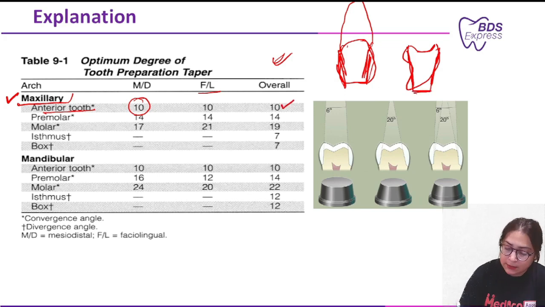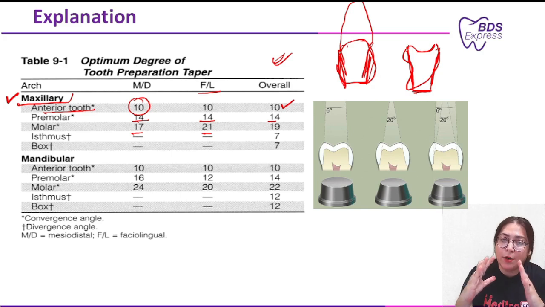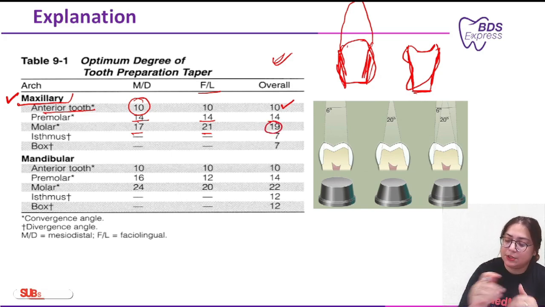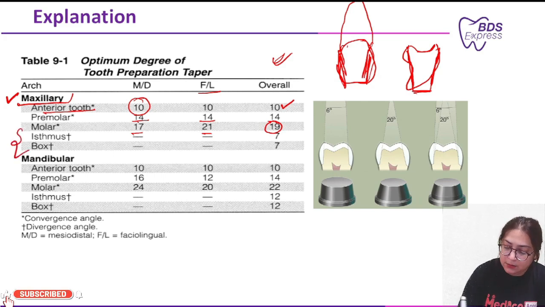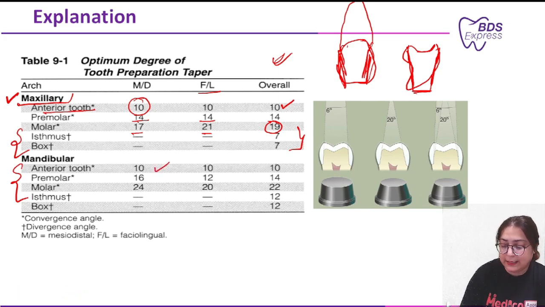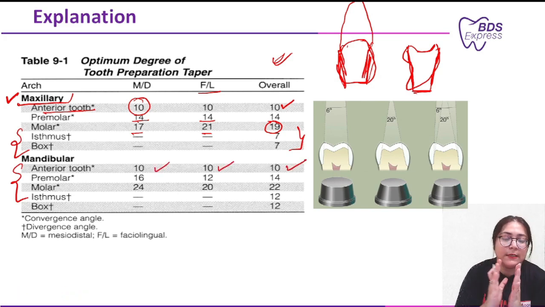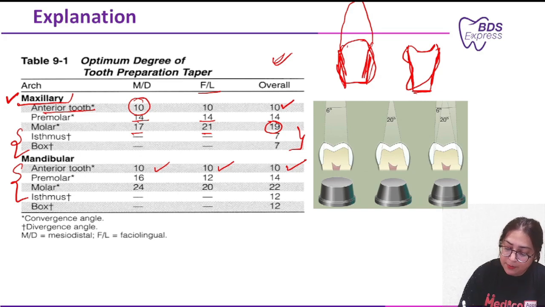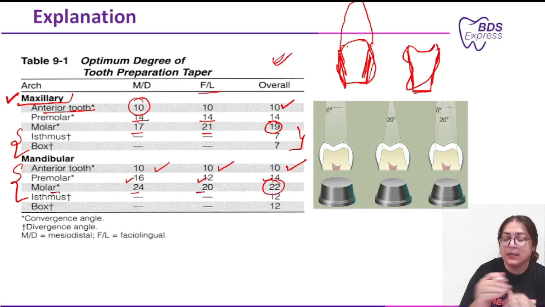For premolars, it should be 14 degree, 14 degree, 14 degree. For molar, it should be 17, 21. That means you should give more convergence faciolingually in cases of maxillary molar, whereas total convergence is 19. Don't look at this, just concentrate on these things. So for mandibular anterior, if at all anterior is mentioned, just mark the answer as 10 degree. For mandibular premolar, you need to give more convergence, right? 16, 12, 14. For molars, again more convergence, 24, 20, and overall is 22.